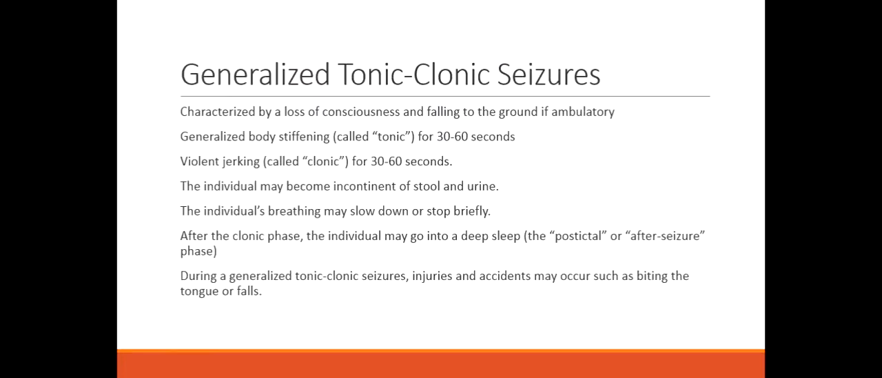Generalized tonic-clonic seizures. Generalized tonic-clonic seizures are characterized by loss of consciousness and falling to the ground if ambulatory. Generalized body stiffening, called tonic, can last 30 to 60 seconds. Violent jerking, called clonic, can last 30 to 60 seconds. The individual may become incontinent of stool and urine. The individual's breathing may slow down or momentarily stop. After the clonic phase, the individual may go into a deep sleep. During a generalized tonic-clonic seizure, injuries and accidents may occur, such as biting the tongue and falls.